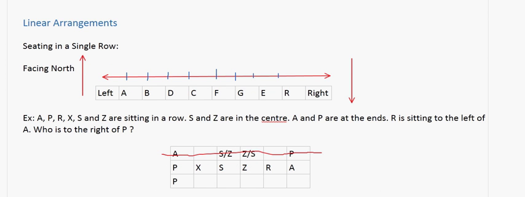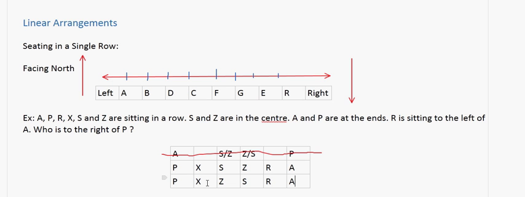It would be P, X, Z, S, R and A. So these are the two possible arrangements of this problem. Now it's asking who is to the right of P. So we can see that X is to the right of P.